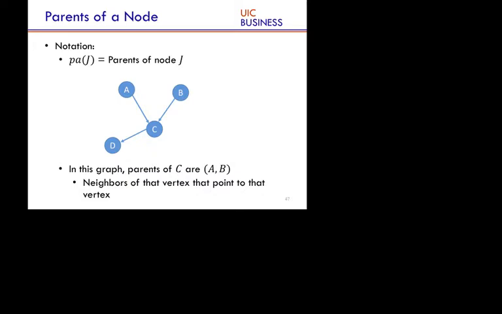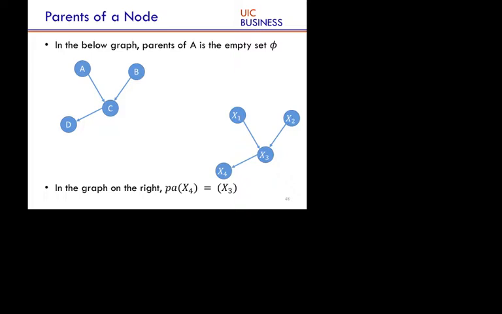So more formally, it's the neighbors of that vertex that point to that vertex. So, is it necessary to have just two parents, by the way? Okay. You can have 1 or 3 or 4 or whatever. And so, parents of A, it's just a function, right? If A doesn't have any neighbor with an edge pointing to them, then it's an empty set. And in this graph, for example, the parent of 4 is going to be just x3, one parent. Okay.